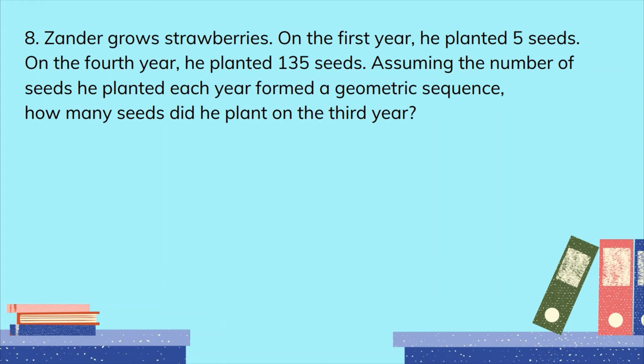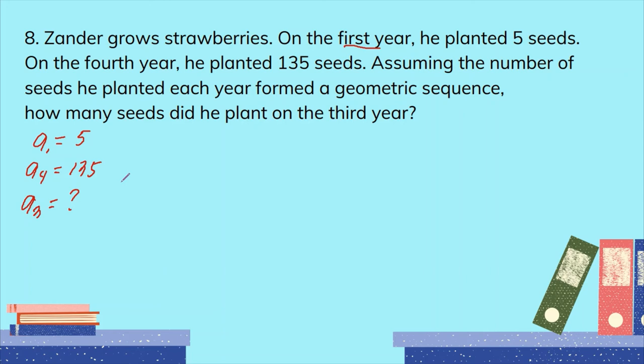Okay, so sabi dito, nagplant daw si Xander ng strawberry, tapos on the first year, which is our A sub 1, nagplant siya ng 5 seeds. Tapos nung fourth year, that is A sub 4, ay meron na siyang 135 seeds, diba? And then, assuming the number of seeds he planted each year formed a geometric sequence, ilan daw yung seeds na na-plant niya sa third year? Okay, so ilan daw yun?